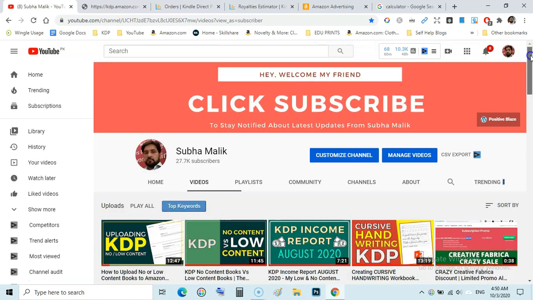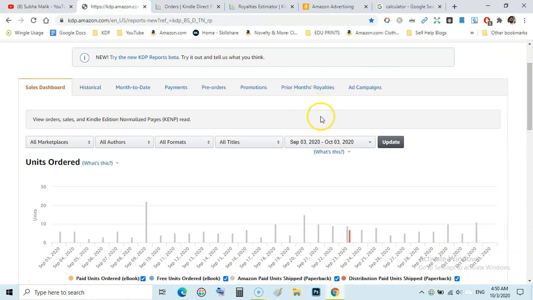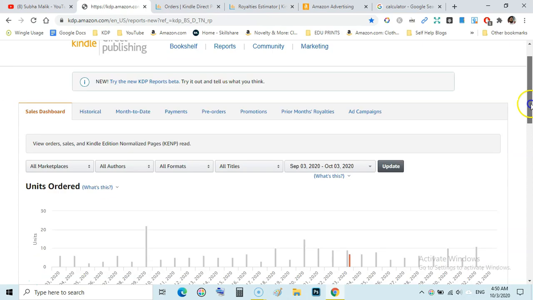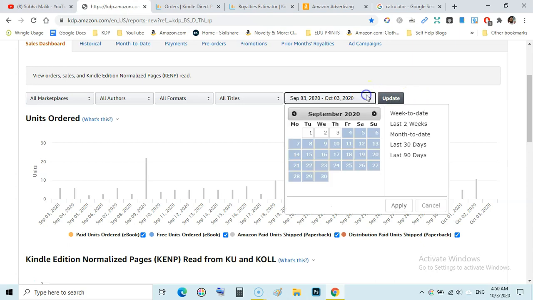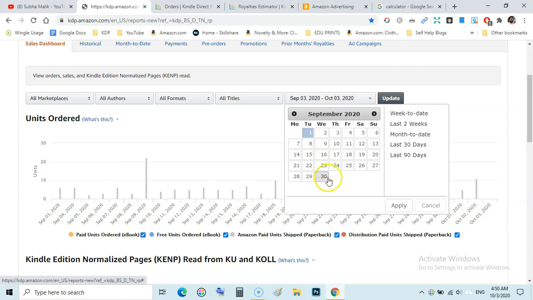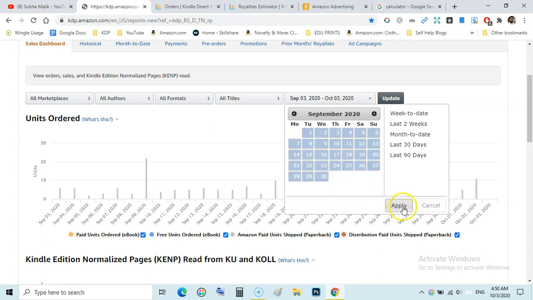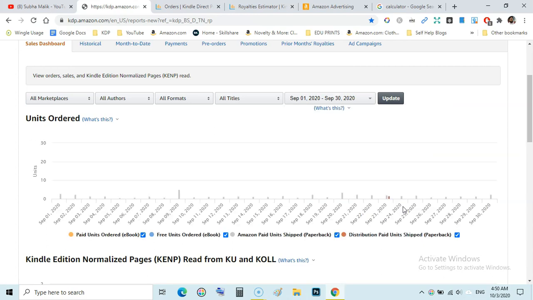So let's get started. So I am here in the report section of KDP. It says September 3 to October 3. Just start it by September 1st to September 30th and then apply, and let's see.